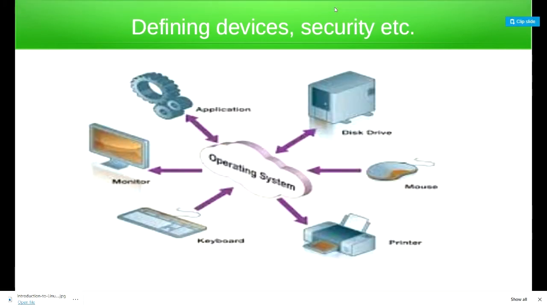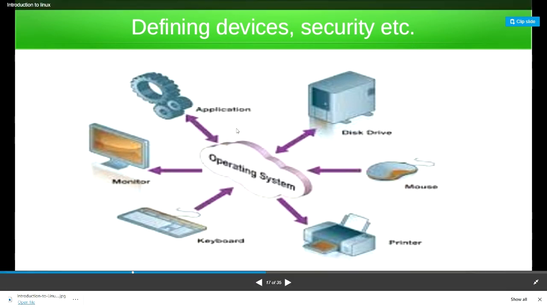Defining devices security. So in the operating system, there are different areas, which are the application, disk drive, mouse, printer, keyboard, and monitor. Ito yung bumubuo dun sa operating system.